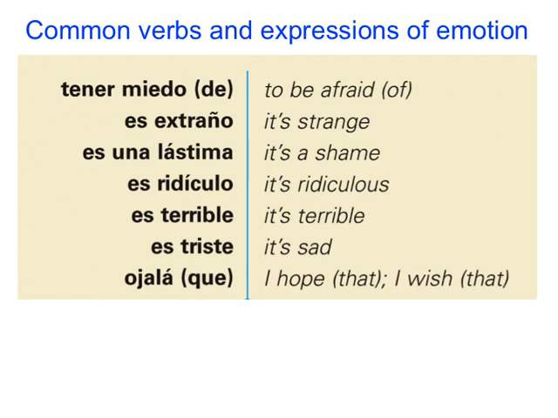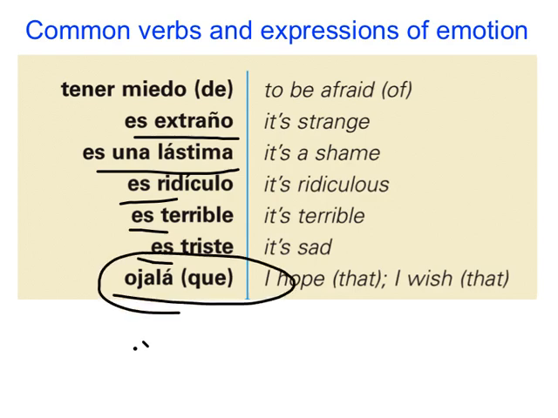And now we have some expressions of emotion, like extraño, es extraño. Remember, you need to have that que. Es una lástima. That's a very common expression. Es una lástima que Juan no pueda ir con nosotros. It's a shame he cannot go with us. Es ridículo, es terrible, es triste. And then we have this expression, Señor Maresca's favorite expression, ojalá. Let's practice. Ojalá, ojalá. And you can use it with the que or without the que. And I'll show you some examples coming up.